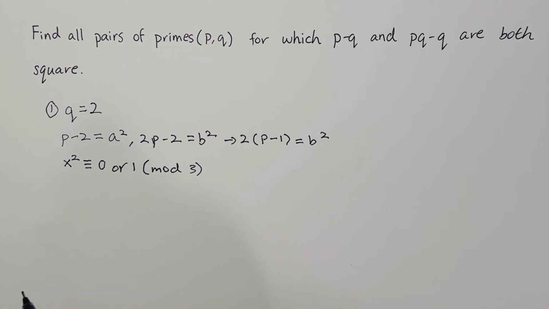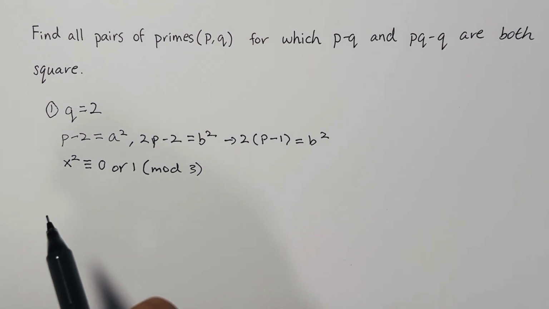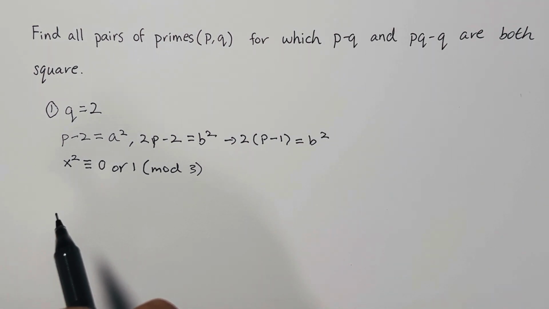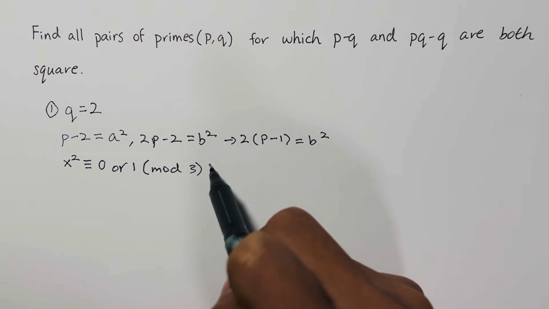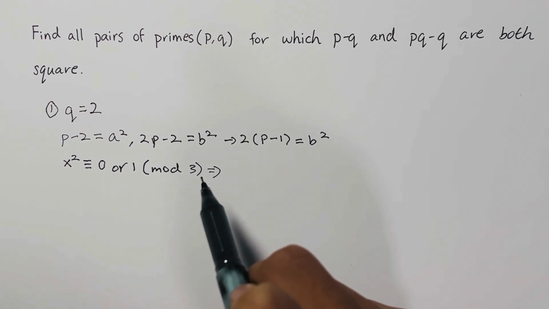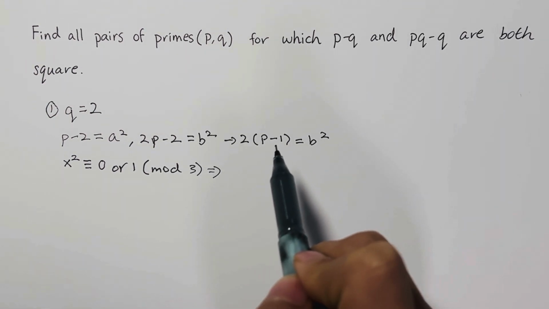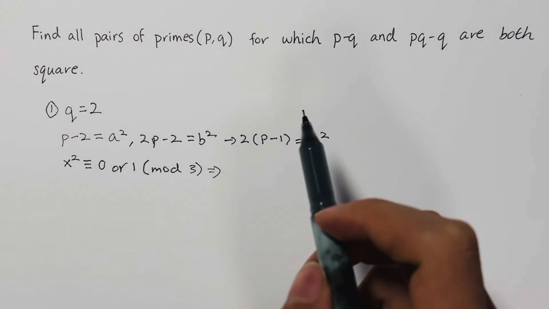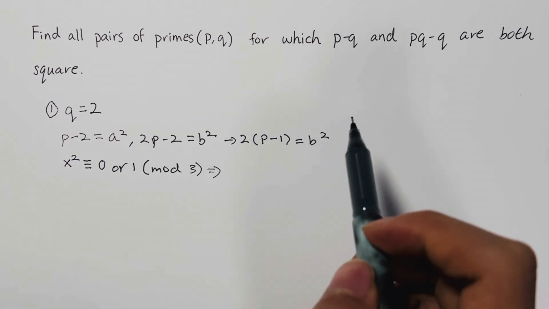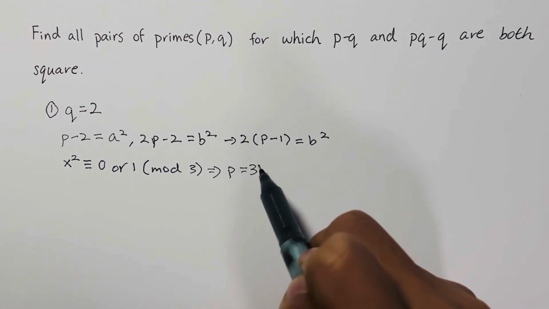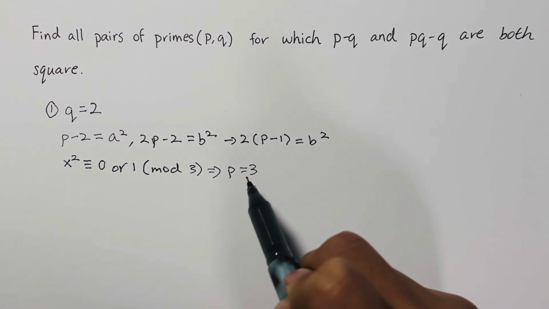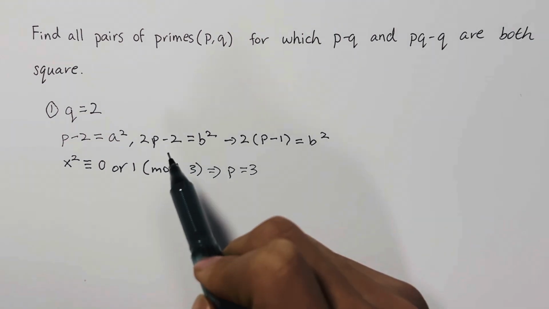Now let's test our prime P modulo 3. We'll find that if P is congruent to 1 mod 3, then P minus 2 is congruent to negative 1, which is 2 mod 3. But 2 is not a square, so P cannot be 1 mod 3. This means that P must be congruent to 2 mod 3. So then we can find out that P must be divisible by 3. Since P is prime, P must be equal to 3. For this case, (P, Q) is going to be (3, 2).